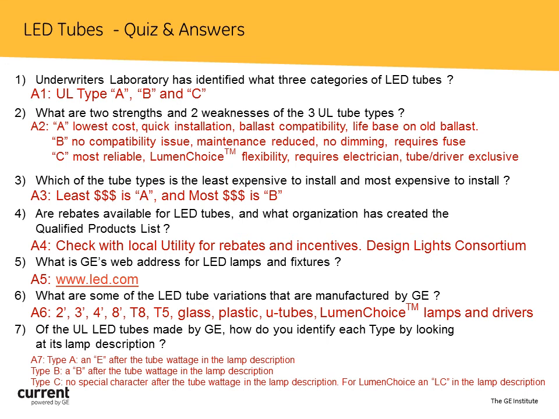Welcome back. Underwriters Laboratory has identified 3 types, A, B, C. What are the strengths? You can see them. I'm not going to go through this and take up your time. You can certainly read these, but this is just a high-level review of the video.